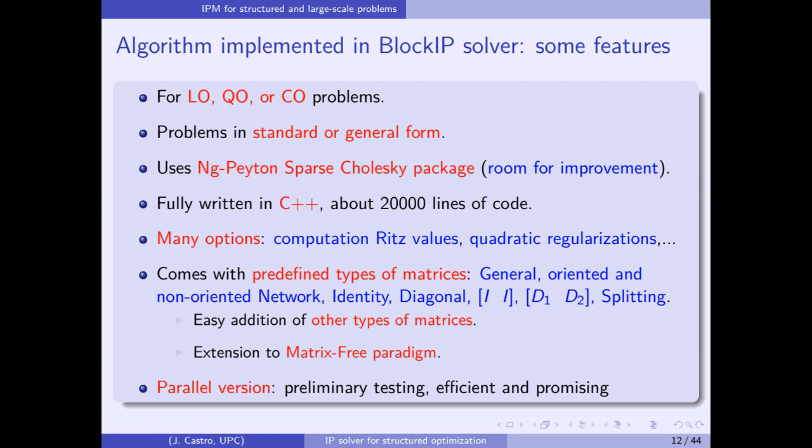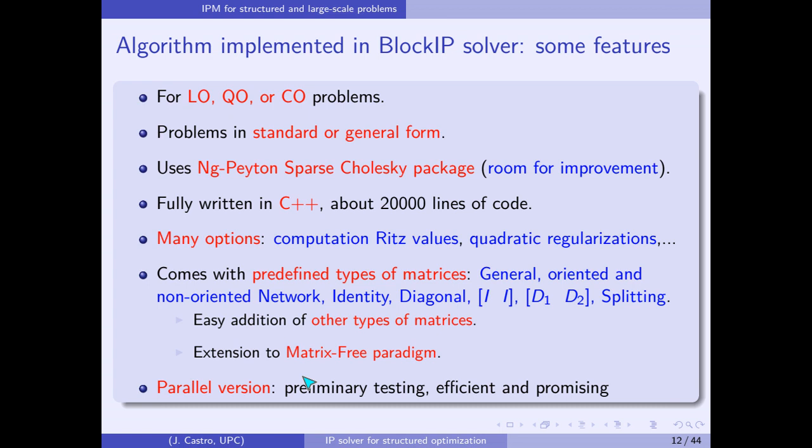So all these ideas have been implemented in the last years in a solver. It's named BlockIP. It's a solver for problems with this particular block angular structure. Okay. It's a solver for linear optimization, for quadratic optimization, for convex optimization. Currently it has about 20,000 lines of code. It deals with different types of matrices, so it can be specialized to different applications. And now in the last months, I've been working on a parallel version, which works pretty well and it's promising. In some applications, it's promising.